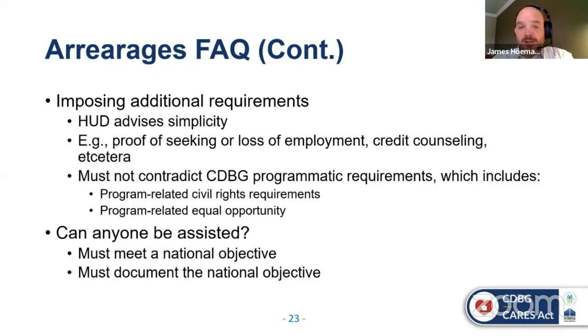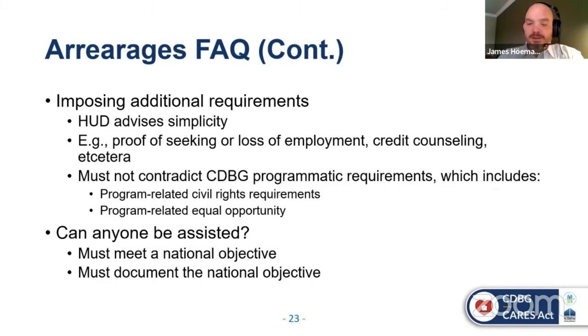And lastly, if you're looking at those additional requirements, you've got to make sure that you're not going to contradict the CDBG program. This includes the Act as well as the regulations. The two hot buttons, if you will, are program-related civil rights requirements and those of equal opportunity. Again, we have to make sure we're not discriminating, we're not precluding people from participating in the program by what we put on it. That also means that if you have a requirement that may be a hurdle, in particular for those that are low income, whether it requires transportation or access, you have a way to provide that for them as well, because that would be a barrier to participation within your program.